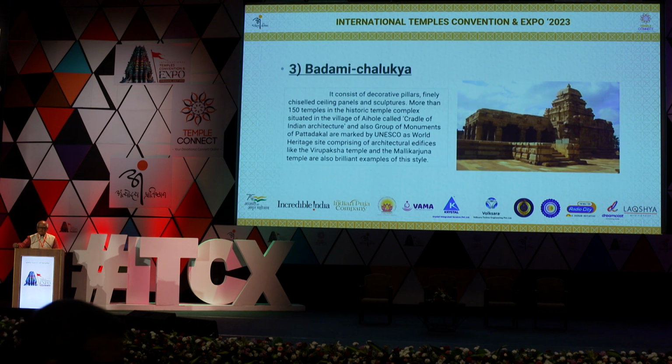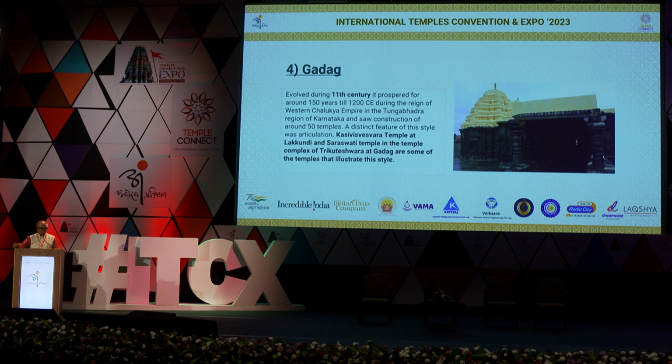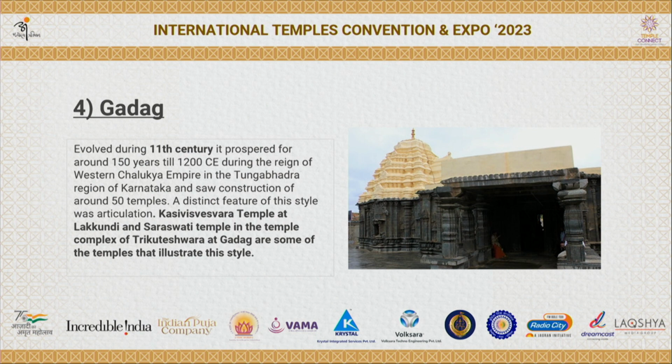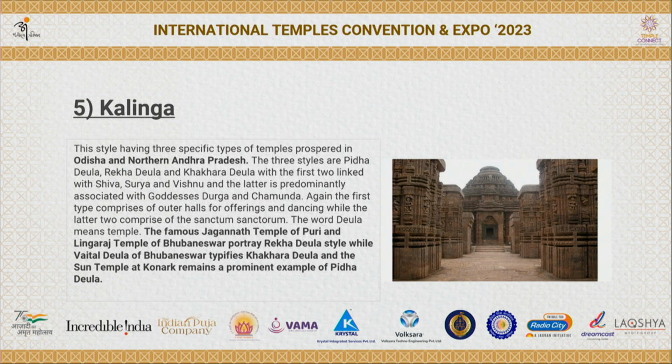The third is Badami Chalukya. It consists of decorative pillars, finely chiseled ceiling panels and sculptures. More than 150 temples are situated in the village Aihole. The fourth is Gadag. During the 11th century till 1200 CE, this method existed. The Kasi Vishweswara temple belongs to this methodology.